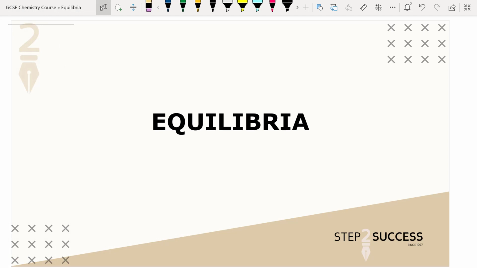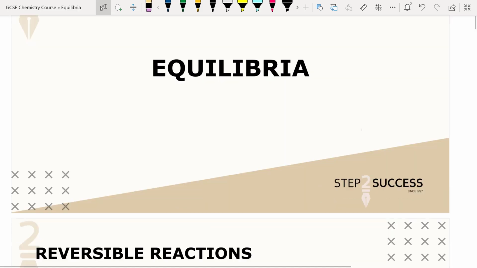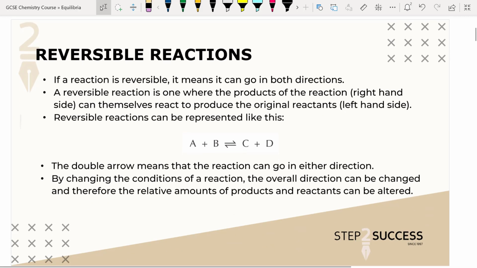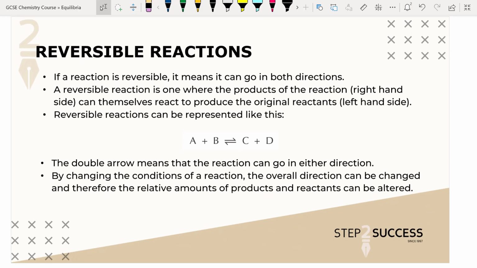Hello and welcome to our video on Equilibria and Reversible Reactions. If a reaction is reversible, it means that it can go in both directions. In other words, the products of the reaction, by that we mean the right-hand side, can themselves react to produce the original reactants, in other words, the left-hand side. So they can be represented like this.